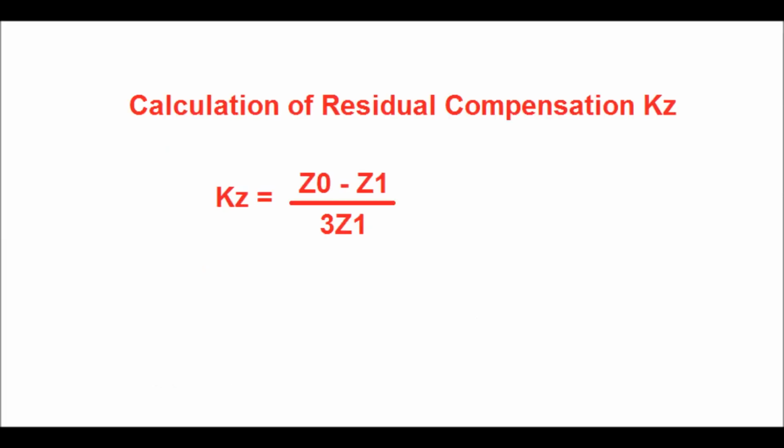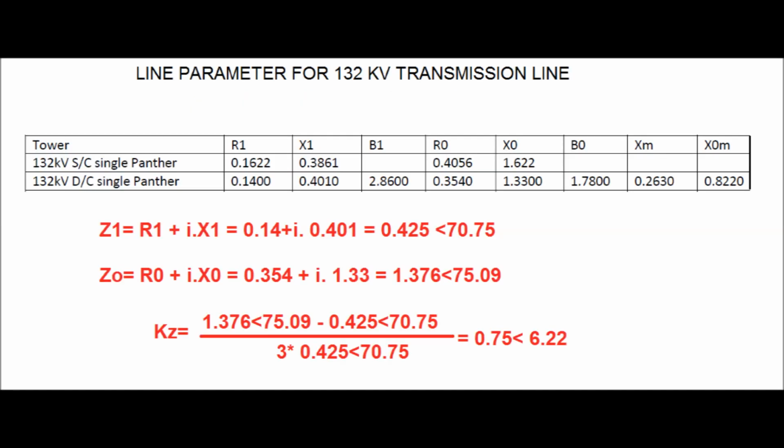Now calculation of residual compensation factor for earth fault, that is Kz. Kz is given by Z0 minus Z1 divided by 3Z1. We have discussed the importance of Kz value. The Kz value must be given properly, otherwise the distance relay will be unable to locate the exact position of the fault during phase to earth fault. Now the line parameters for the 132 kV transmission line are given in the below table.